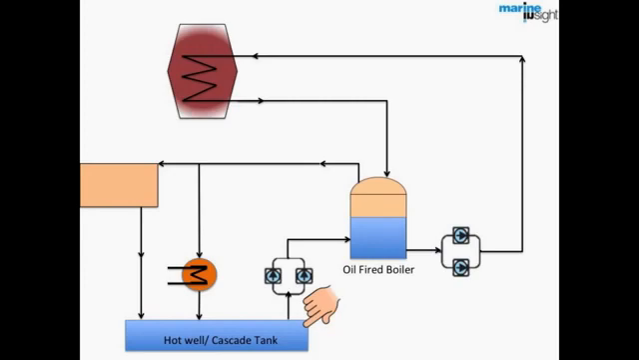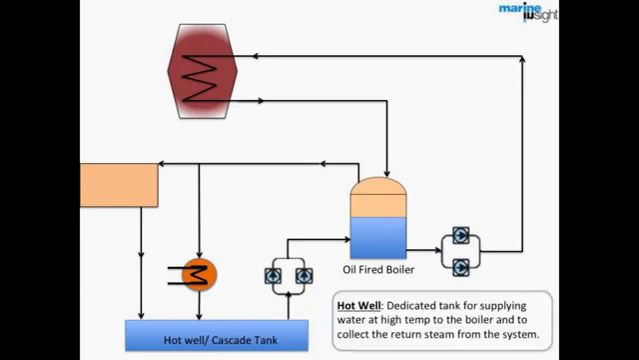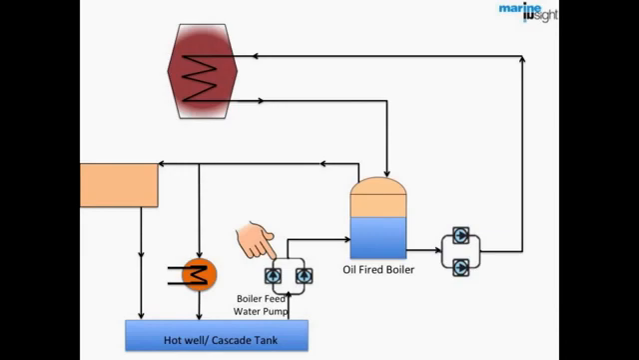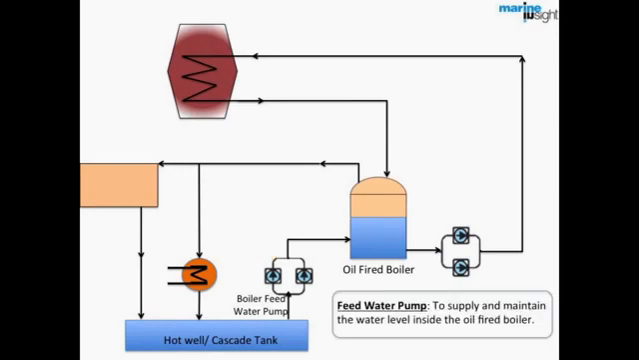Hot well or cascade tank, which is a dedicated tank for supplying water at high temperature to the boiler and to collect the return steam from the system. A boiler water feed pump, which supplies and maintains the water level inside the oil-fired boiler.